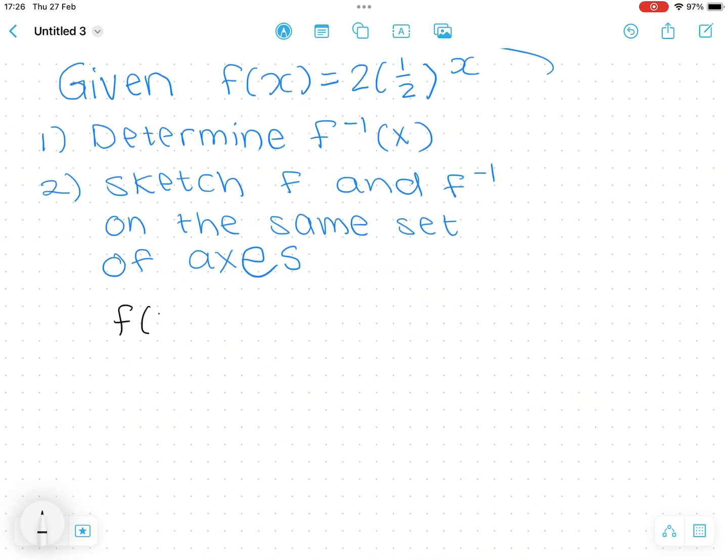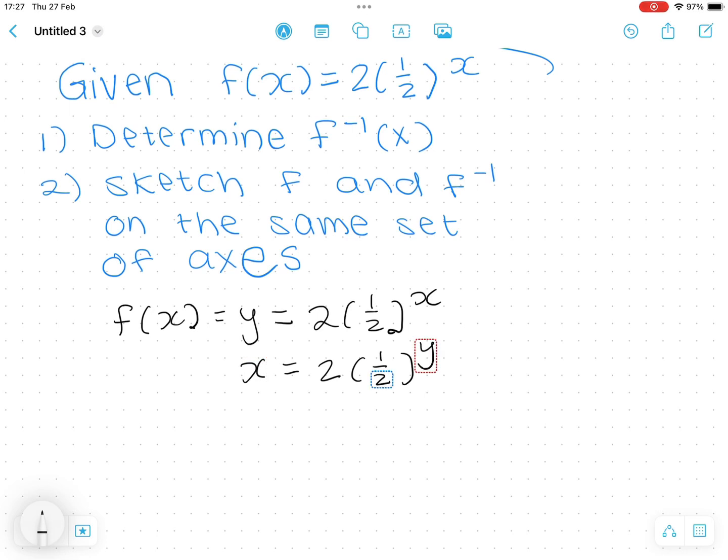F of x is just another representation of y, so we set that to the function given. As per our previous videos, to invert a function, you swap the x and the y variables in the given equation. Now our aim is to make y the subject of the formula. For starters, let's divide by the coefficient 2 to isolate the half to the power of y. Now, using our little song, x equals log base ons.